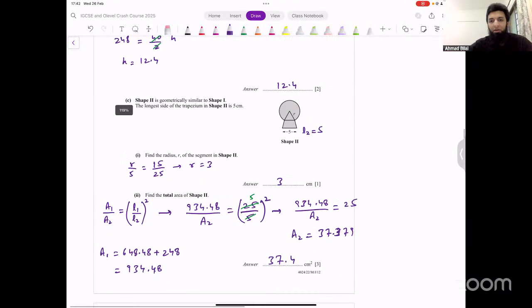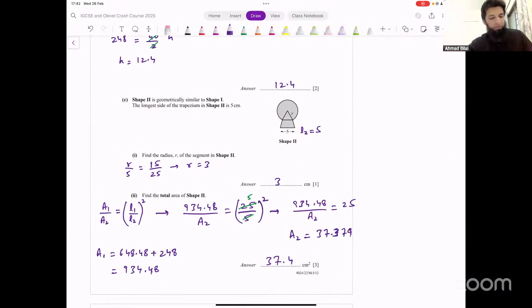Okay. Does this make sense? Any problems with this? Any questions on this? Make sense?